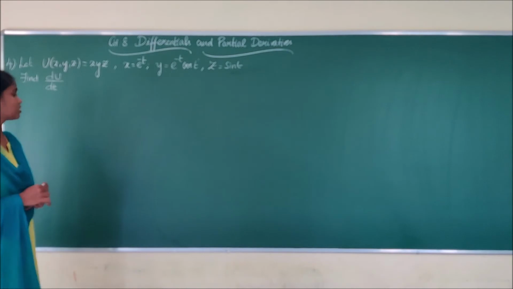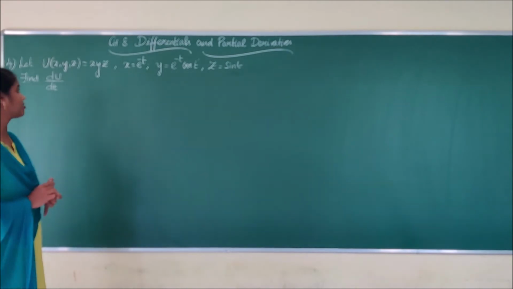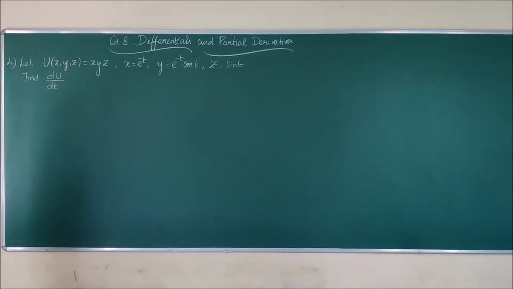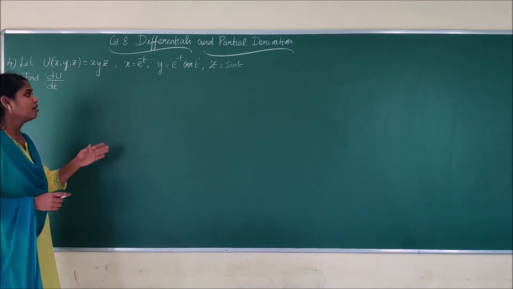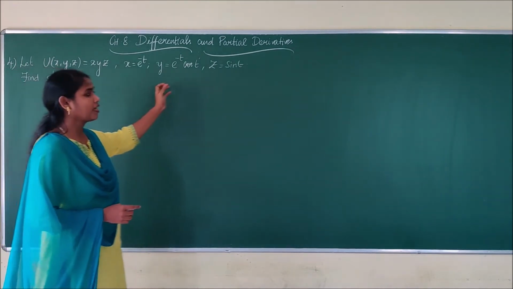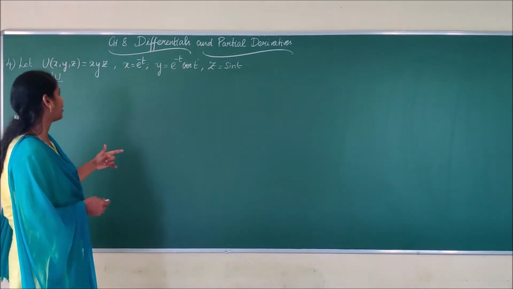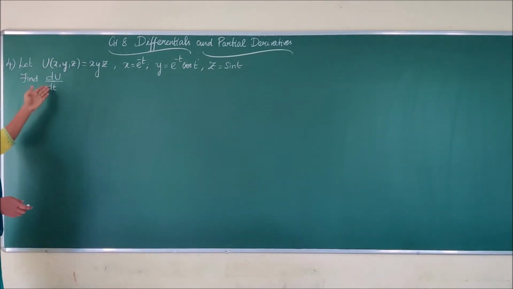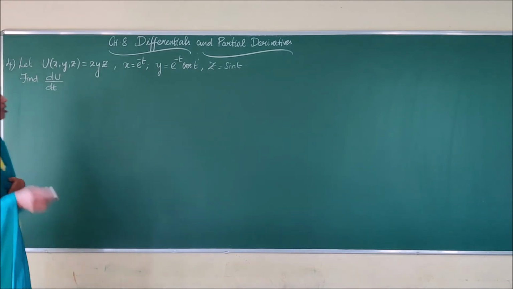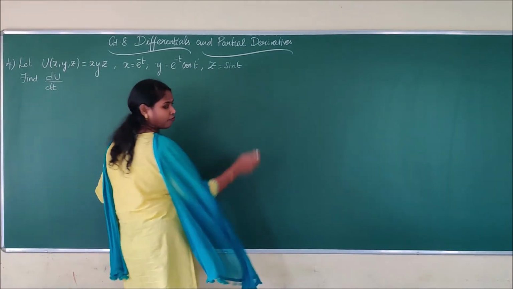Next we are going to see u of x, y, z with 3 variables. I have 3 variables here: one is x, one is y and one is z. All 3 variables depend upon a single variable t here. So we are going to find the value of du by dt. Now we will see how we are going to generate the formula.